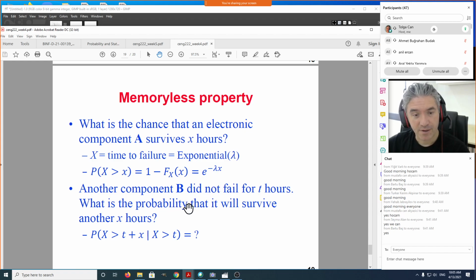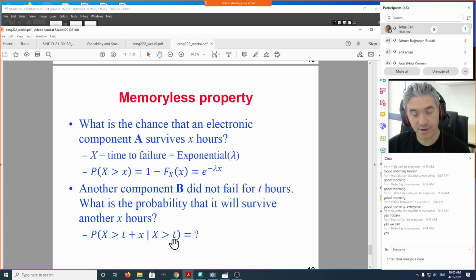Now, if you know that another component B, which has exactly the same exponential distribution with the same lambda, did not fail for t hours, it's been working for t hours, what is the probability that it will also survive another x hours? So this means a smaller probability than what A has, right?